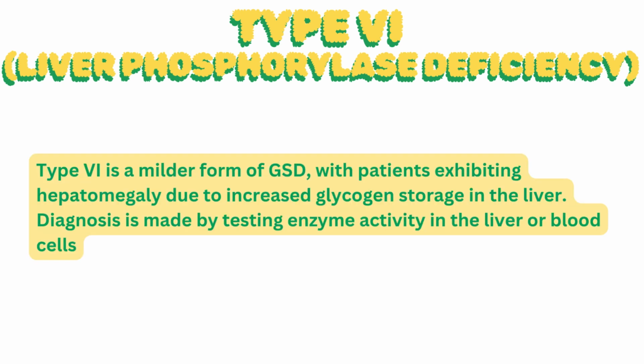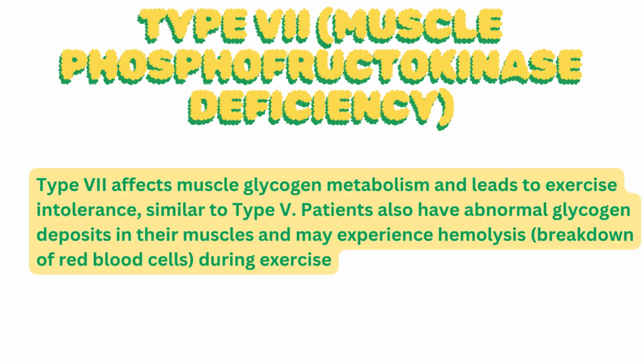Type 6, liver phosphorylase deficiency. Type 6 is a milder form of GSD, with patients exhibiting hepatomegaly due to increased glycogen storage in the liver. Diagnosis is made by testing enzyme activity in the liver or blood cells. Type 7, muscle phosphofructokinase deficiency. Lastly, type 7 affects muscle glycogen metabolism and leads to exercise intolerance. Similar to type 5, patients also have abnormal glycogen deposits in their muscles and may experience hemolysis, breakdown of red blood cells, during exercise.